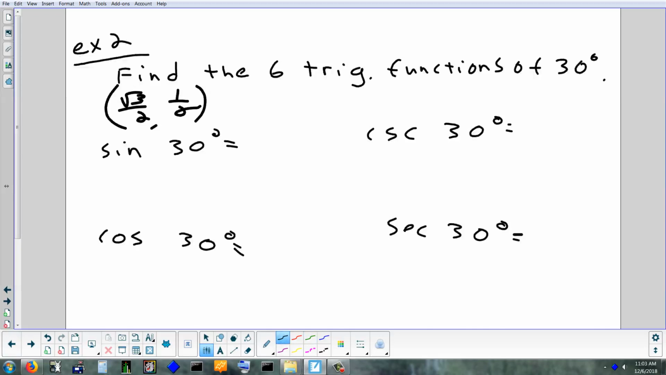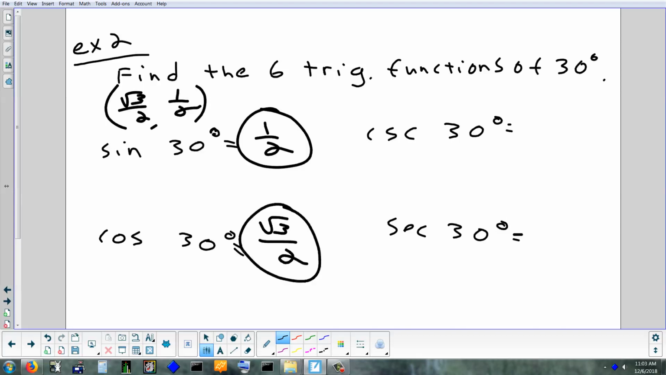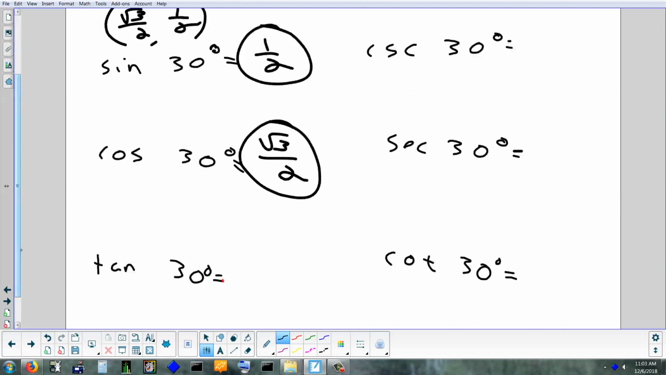Isaac, what's my sine? Yep, 1/2. Nick, my cosine? Square root of 3 over 2. And Jaden, to get my tangent, what am I going to do with the y and the x value? We're going to divide them. Now, when you divide them, the 2's cancel out. You can flip and multiply, but that's what happens. So the 2's are gone. I'm left with 1 divided by the square root of 3.